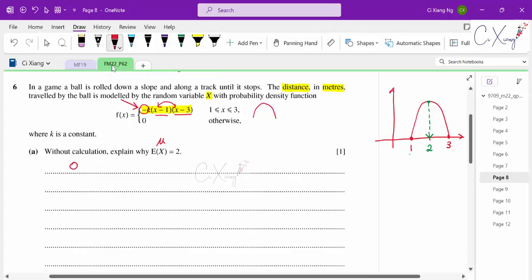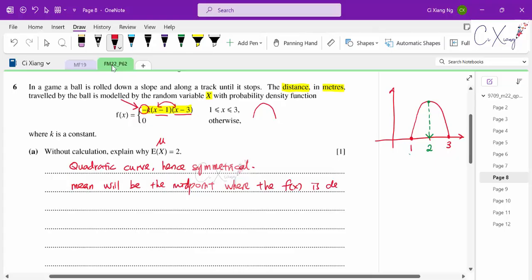So you can tell them that this is a quadratic curve. And then it is symmetrical. Okay, so the mean will be the midpoint where the function f(x) is defined. So for our case here, right, our function is defined from 1 until 3. Therefore, the mean of x is equal to 2.